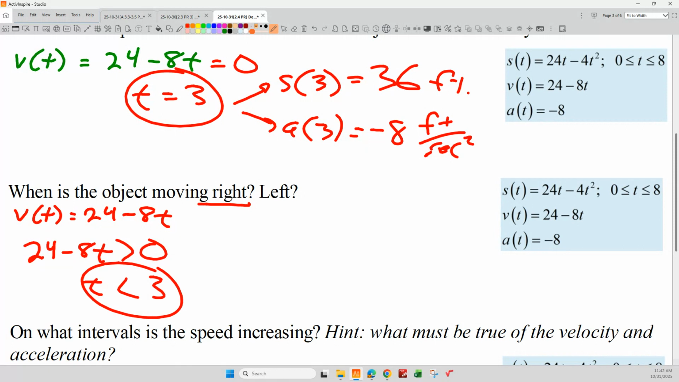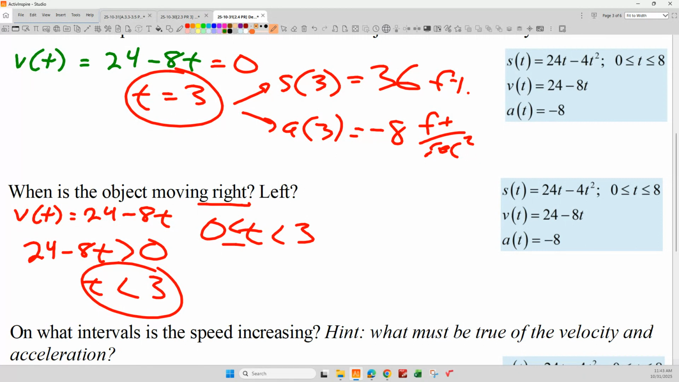Okay, and I could include 0, right? Because at 0 it is moving to the right. So moving to the right when t is greater than or equal to 0 and less than 3. What about at 3? No, okay, at 3 it's not moving to the right. That's when its velocity is 0. Okay, so there's when it's moving to the right.